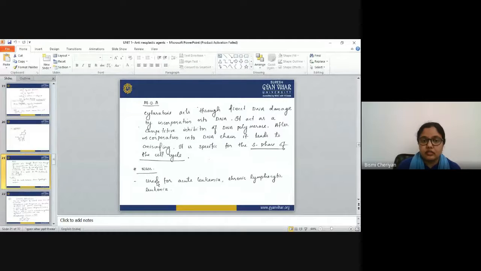Look at the uses of cytarabine. This cytarabine is used for acute leukemia. Okay, acute leukemia, chronic lymphocytic leukemia. So this cytarabine is used in the treatment of acute leukemia as well as chronic lymphocytic leukemia.